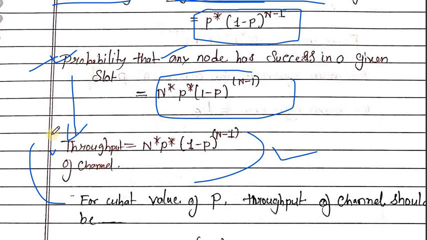So in the channel there are n nodes, and each node has a probability of success of the frame. So the probabilities of all nodes combined become the throughput of the channel.